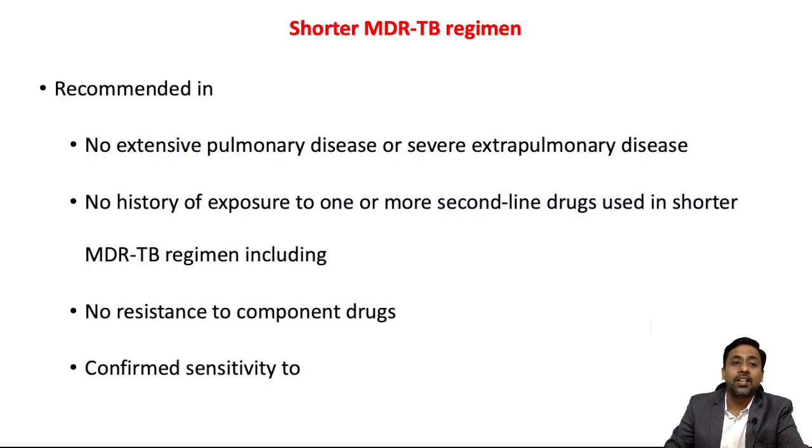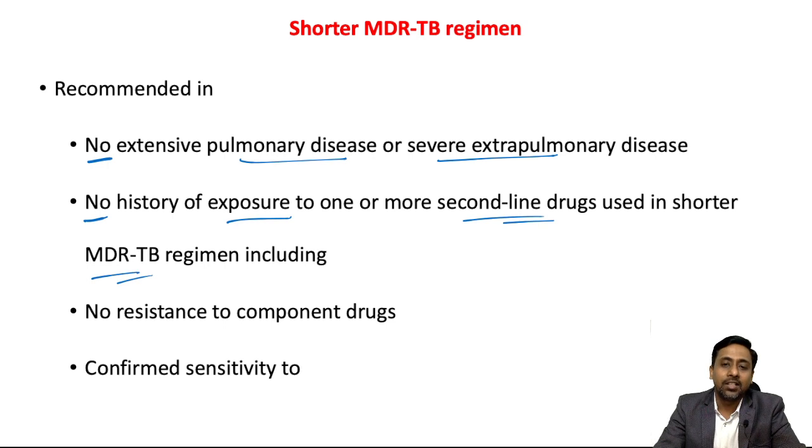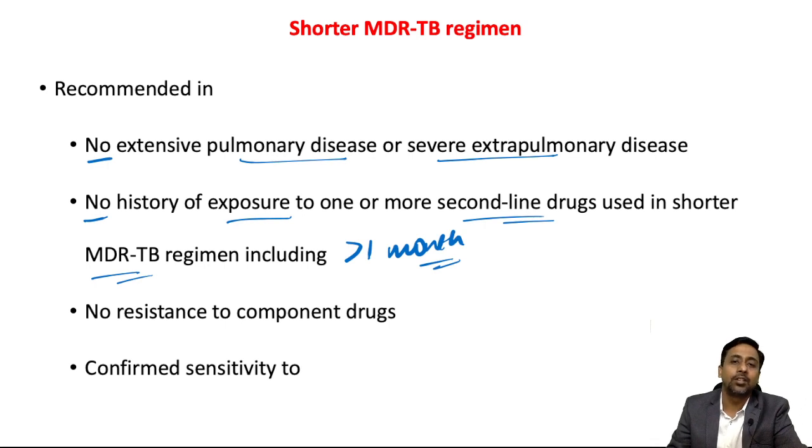Now the shorter MDR-TB regimen is recommended when there is no extensive pulmonary disease or severe extrapulmonary disease. If it is severe or extensive, we will go for longer; if not, we will go for shorter. Also, there should be no history of exposure to one or more second line drugs used in the shorter MDR-TB regimen for more than 1 month. There should be no resistance to the component drugs included in the shorter regimen, and there is confirmed sensitivity to fluoroquinolones. So these are the criteria required for the shorter MDR-TB regimen.